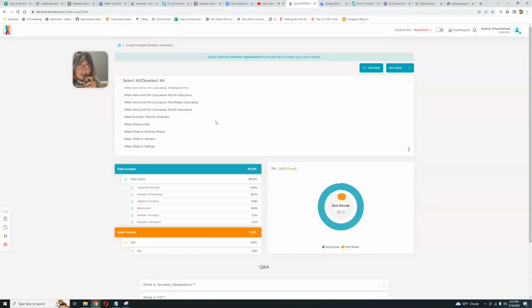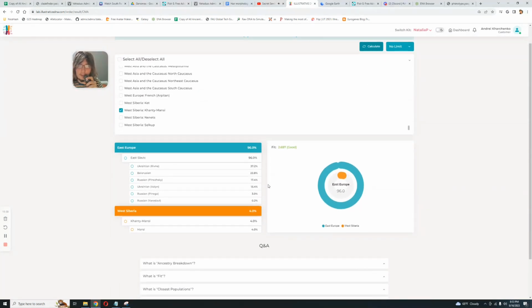What else is relevant? I'd say that Khanty and Mansi is also relevant because she's got some ancestors that look really Asian. At least to me, I think they look really Asian. So I'm going to include that there. Let's calculate, and this is what she's getting. She's getting 96% East Slavic, which is mostly Ukrainian Rivne, Ukrainian Volyn, and Belarusian and Russian Yaroslavl. All those groups are pretty much the same. Rivne, which is West Ukraine, Volyn, Yaroslavl, Belarusian, they all are the same.